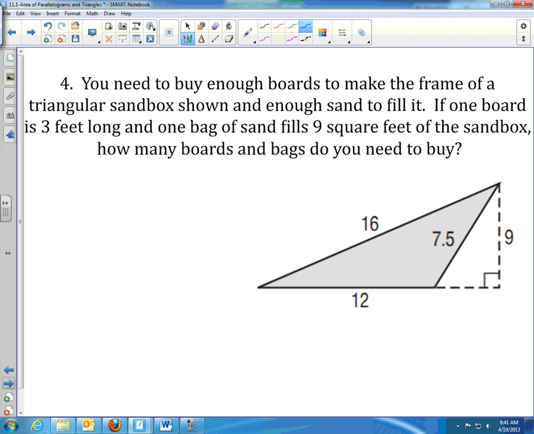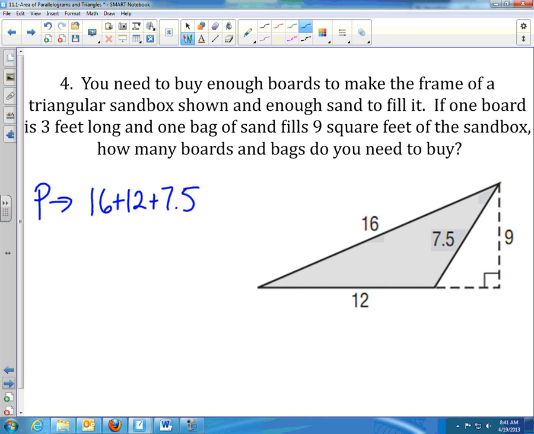All right, you need to buy enough boards to make a frame of the triangular sandbox shown and enough sand to fill it. If one board is 3 feet long and 1 bag of sand fills 9 square feet in the sandbox, how many boards and bags do you need to buy? Well, when we're dealing with boards, we're actually talking about perimeter. So we're going to find the perimeter of the shaded figure. And perimeter, we're just going to add up all the sides of the shaded figure.